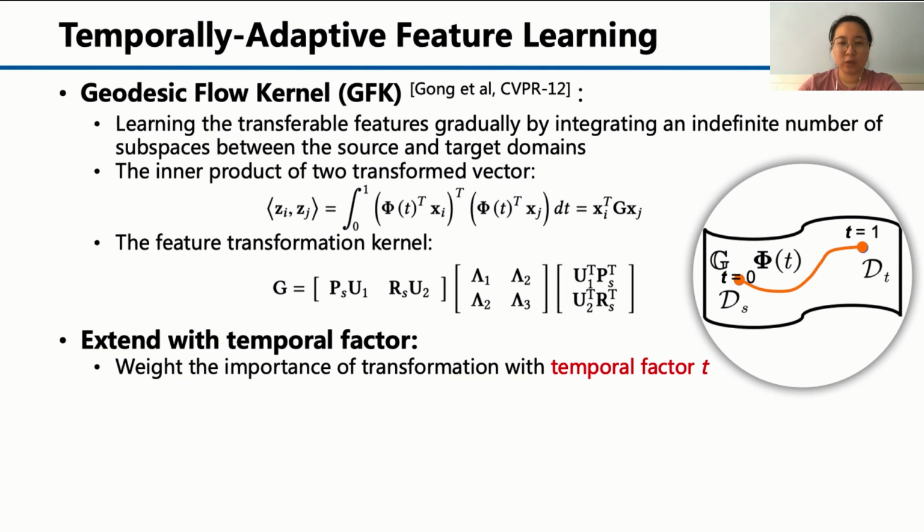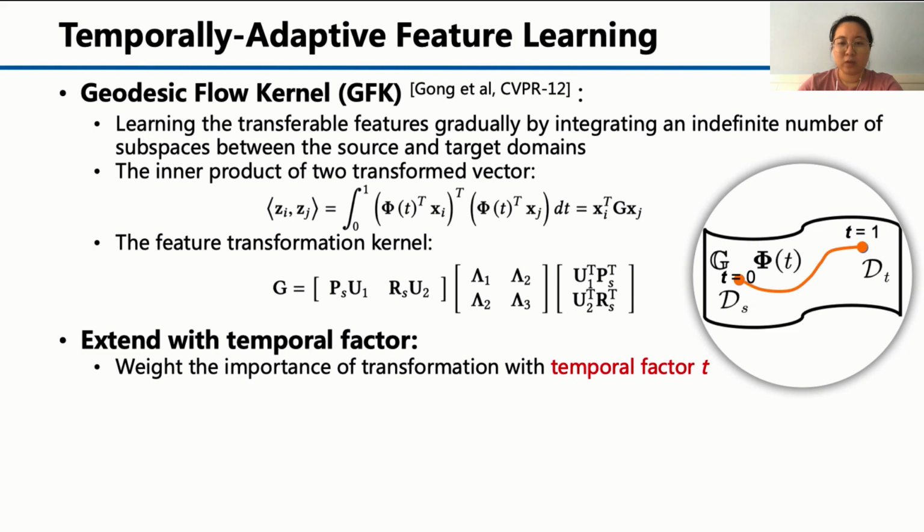As for how to transfer, we learn both spatial and temporal features. We focus on the temporal feature learning by extending the work of geodesic flow kernel. In general, GFK learns the transferable features gradually by integrating an indefinite number of subspaces between two domains, and gradually transfers the source domain to the subspace of the target domain. Along with this process, the features are more likely to be in the target subspace.